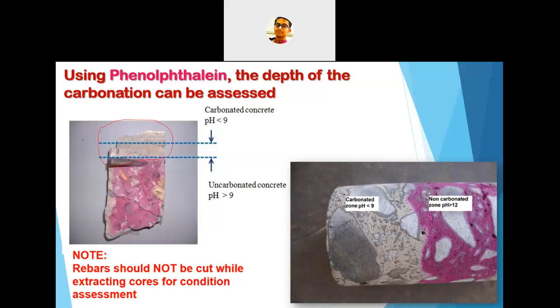So easily you can see that by using this, once you collect the core sample from the site, you can easily understand up to how much depth we have to do the repair work, up to how much depth we have to remove, or up to how much depth of the concrete system we have to do the repair work.